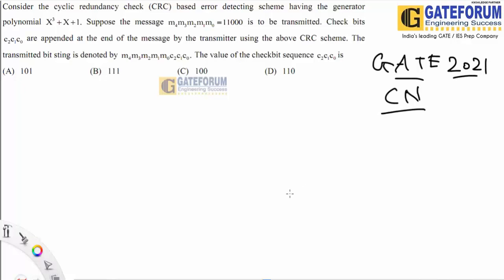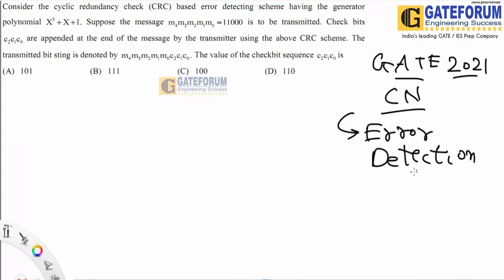Okay, so this question is related with the cyclic redundancy check. If you check this, it's given in the question, consider the cyclic redundancy check based error detecting scheme having the generator polynomial x cube plus x plus 1. So it's basically related with the concept of error detection. This is a GATE 2021 based CN question. It's related with the error detection.